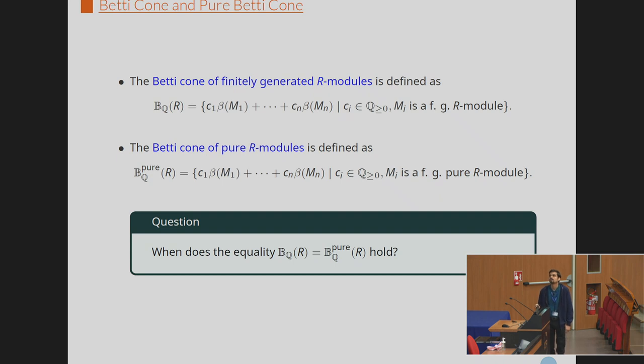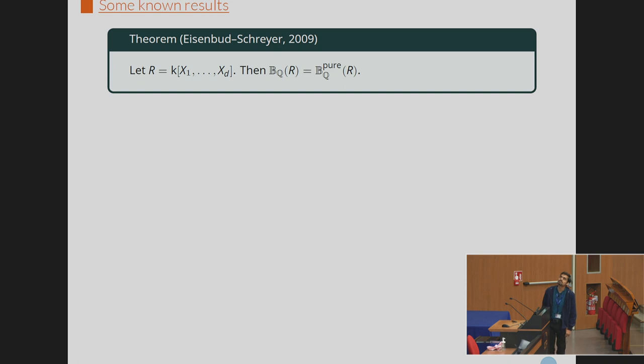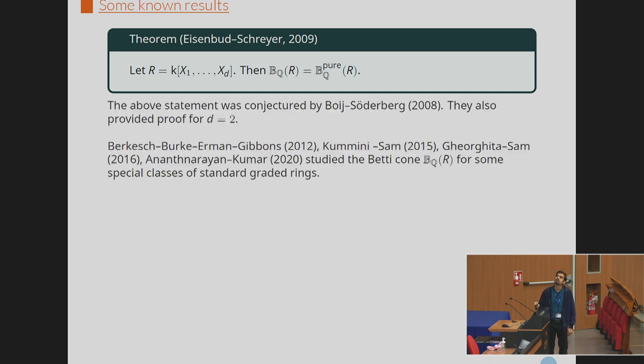We have some results, like Eisenbud and Schreyer in 2009. They proved that if your ring is a polynomial ring, then equality holds. In other words, every Betti table can be decomposed into Betti tables of pure R-modules. Using this, they resolved the multiplicity conjecture of Herzog-Huneke and Srinivasan. This statement was conjectured by Boij and Söderberg, who had also provided a proof for d equal to 2. So this result is for polynomial rings.